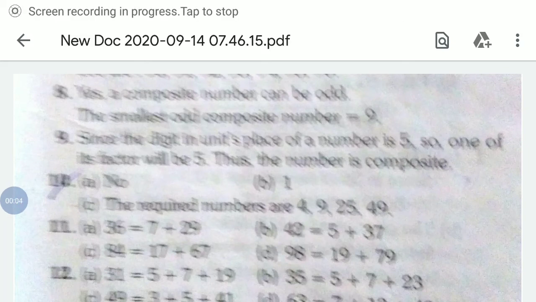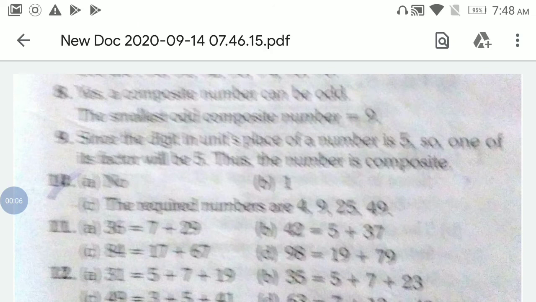Children, as we are seeing exercise 3.3, we have done up to the 7th example. Now I will explain the remaining examples. 8th example: can a composite number be odd? If yes, write the smallest odd composite number.